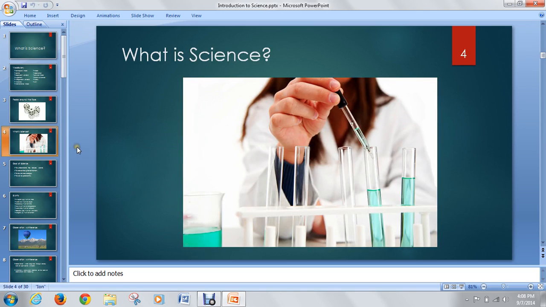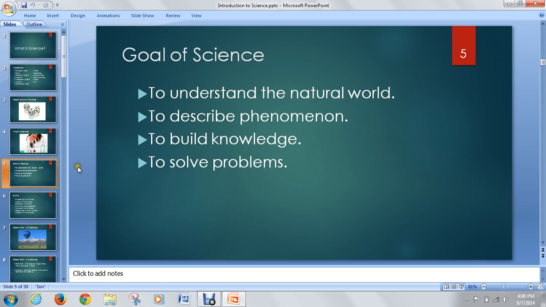But one of the first things we talked about was what is science, what's its purpose, what are some of its goals, and I personally like to think of science in these terms, and more importantly, what science is aimed towards, what its goals are. And so it's to understand the natural world, to describe phenomena, to build knowledge, and to solve problems.